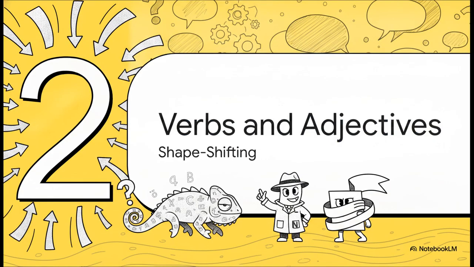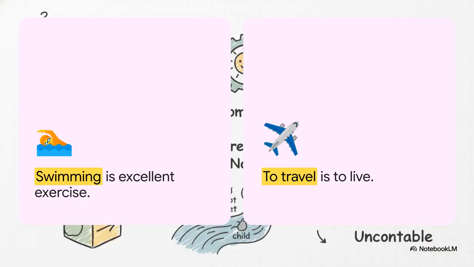Section 2, Shape-shifting verbs and adjectives. Now here's where things get really fun. Verbs can actually be stripped of their verb status to function entirely as nouns. They generally do this in two ways. First, by adding an ing to the end of a verb, you create a gerund. So in the sentence, "Swimming is excellent exercise," the word swimming isn't an action someone is currently doing. It's the concept of the activity itself. It's the noun subject. Second, by adding the word to in front of the base verb, you create an infinitive. Take "to travel is to live." To travel is a verb phrase functioning directly as a noun.